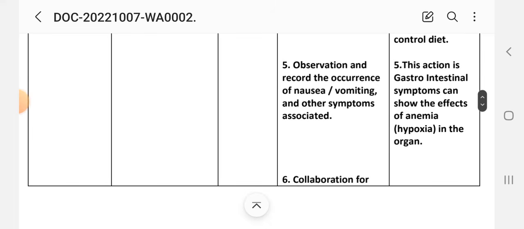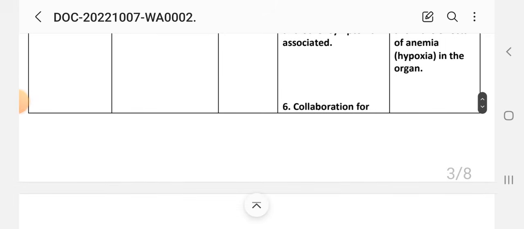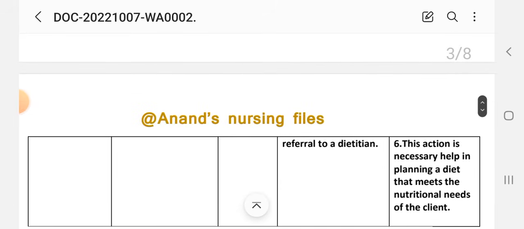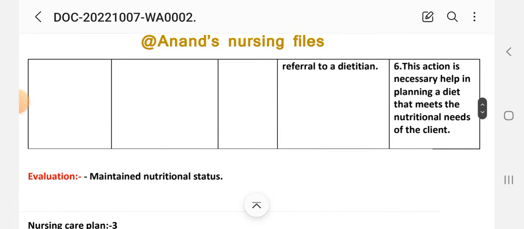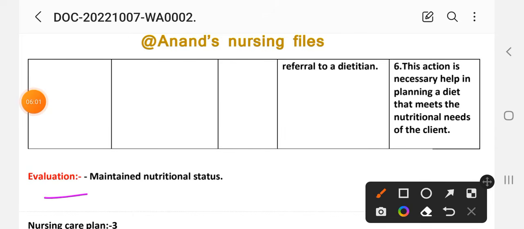Fifth intervention: observe and record the occurrence of nausea, vomiting and other associated symptoms. The rationale is that gastrointestinal symptoms can show the effect of anemia, hypoxia in the organs. Sixth: collaborate for referral to a dietitian. This action is necessary to help in planning a diet that meets the nutritional needs of the client. After providing these interventions, we write the evaluation step. Evaluation: maintain nutritional status.